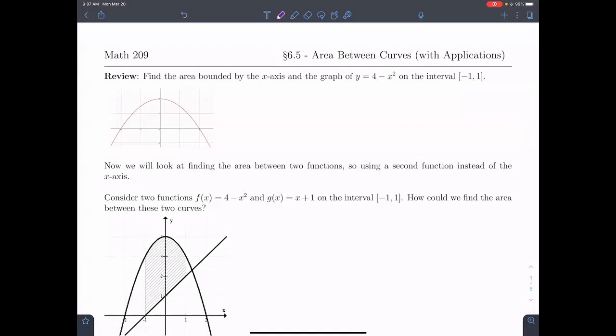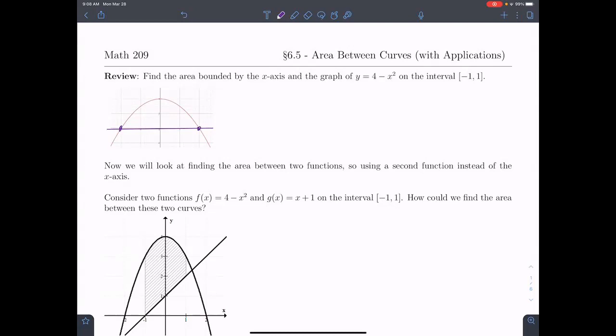Okay, so for section 6.5, we are going to do the area between curves. In 6.4, we were looking at the area between the curve and the x-axis. This one, we're going to add in another curve, but let's just start by reviewing. We have the area bounded by the x-axis and the graph of y equals 4 minus x squared on this interval. So the x-axis is here.